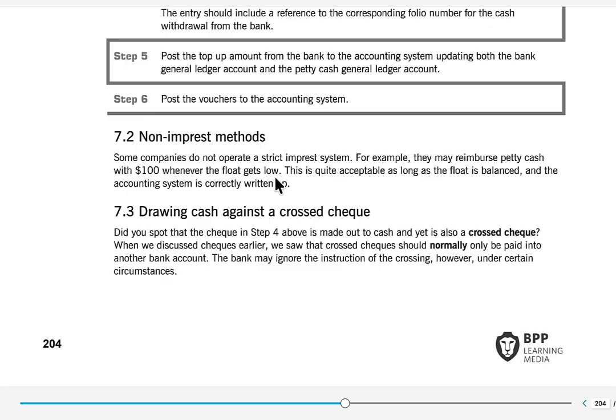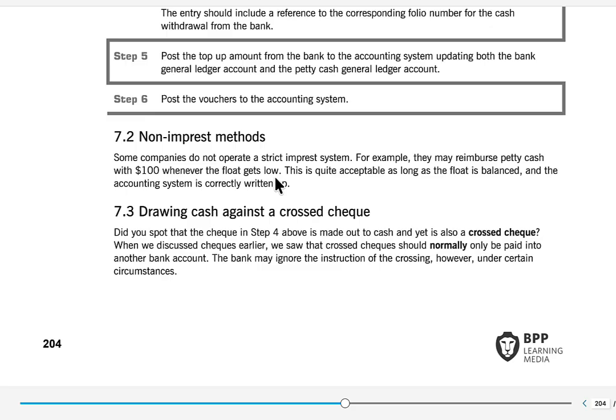5. What is the advantage of non-imprest methods? The advantage is simplicity. It is easy to run. The petty cashier does not need to calculate a perfect top-up every time. They just request a standard amount, like $100. This can save time in a very small business.